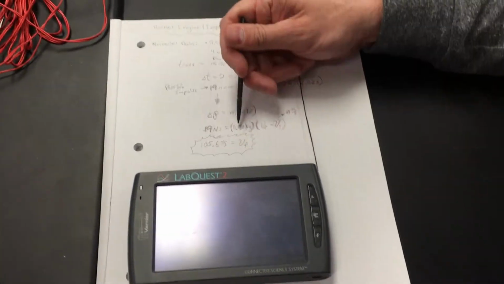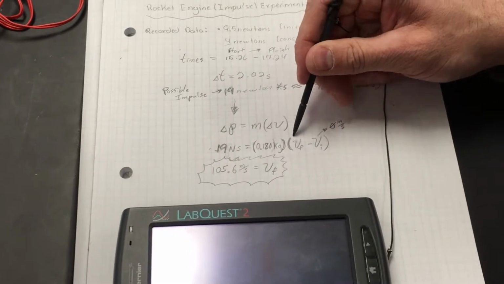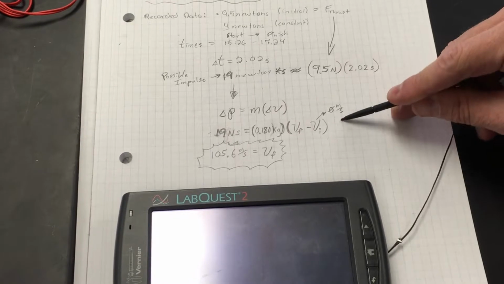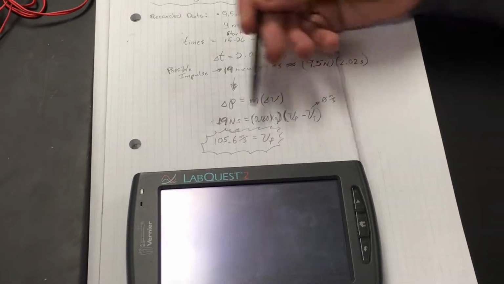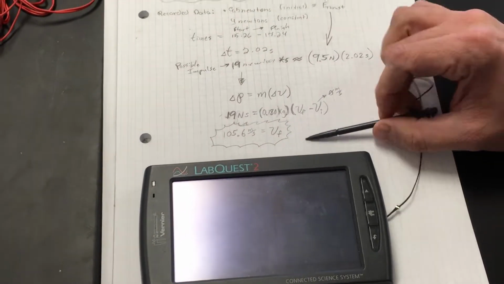that's where we put in for m the 0.18 kilograms. And then that's going to give us our change of velocity, final velocity minus initial. Initial velocity is going to be 0 meters per second because we're going to launch from rest. And so then doing the math, we're going to get 105.6 meters per second is the possible final velocity.